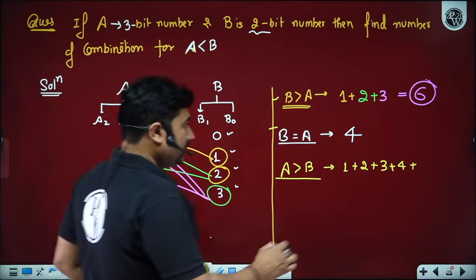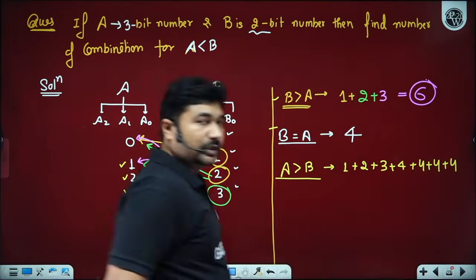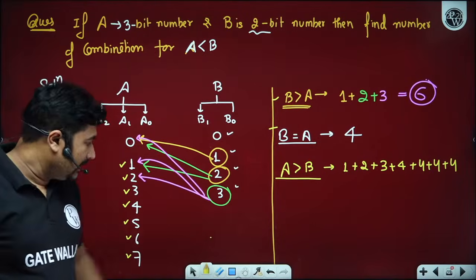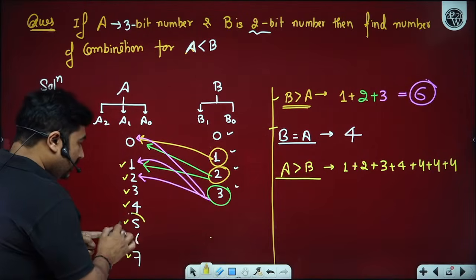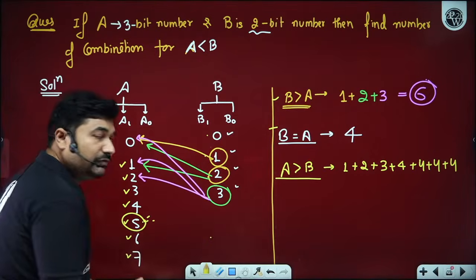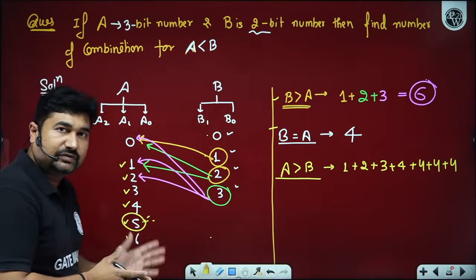Is it okay? Yes, sir. Only 4 combinations are possible, because we don't have more than 4 combinations for this. Even if we talk about 5, we have binary of 0, 1, 2, 3. Only 4 combinations where A is greater than B. Same for 6 as well, same for 7 as well.